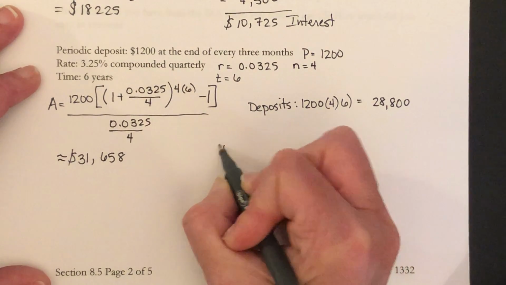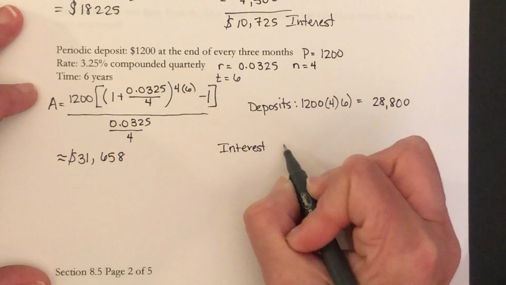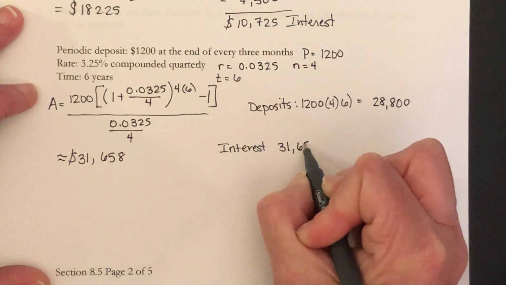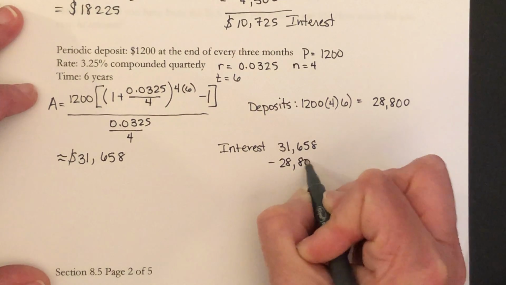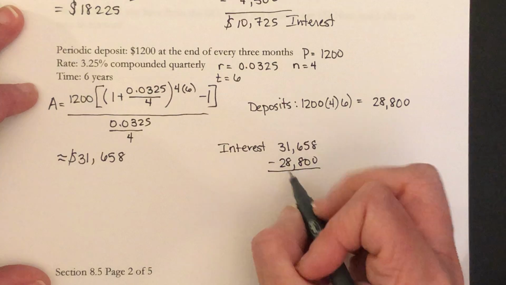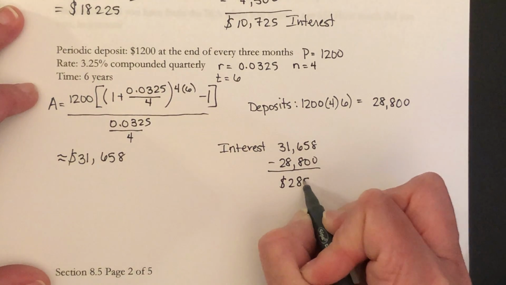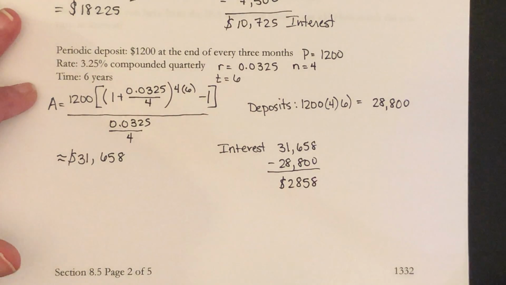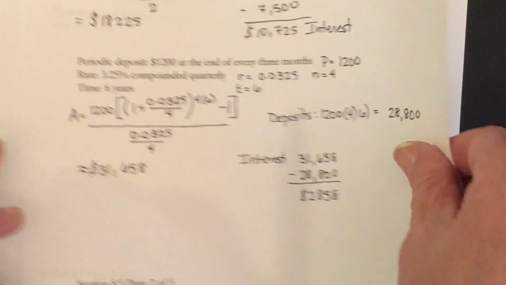Now to find out the amount of interest, you subtract 31,658 minus 28,800, and the interest earned is $2,858. Okay.